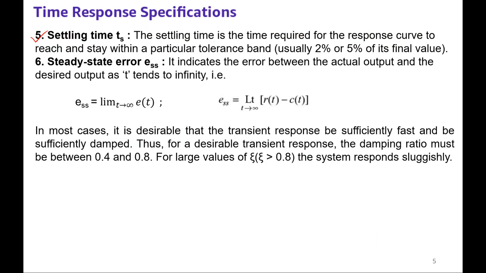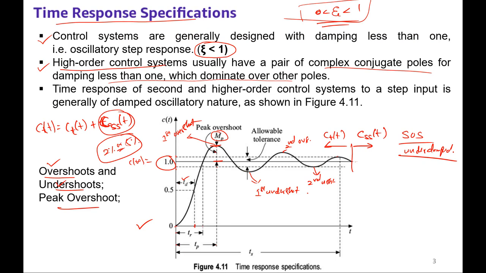I'll tell you. Observe here. The settling time is the time required for the response curve to reach and stay within a particular tolerance band of 2% or 5% of its final value. Means the time taken by the response to reach and stay within the particular tolerance band. This is the tolerance band, right?